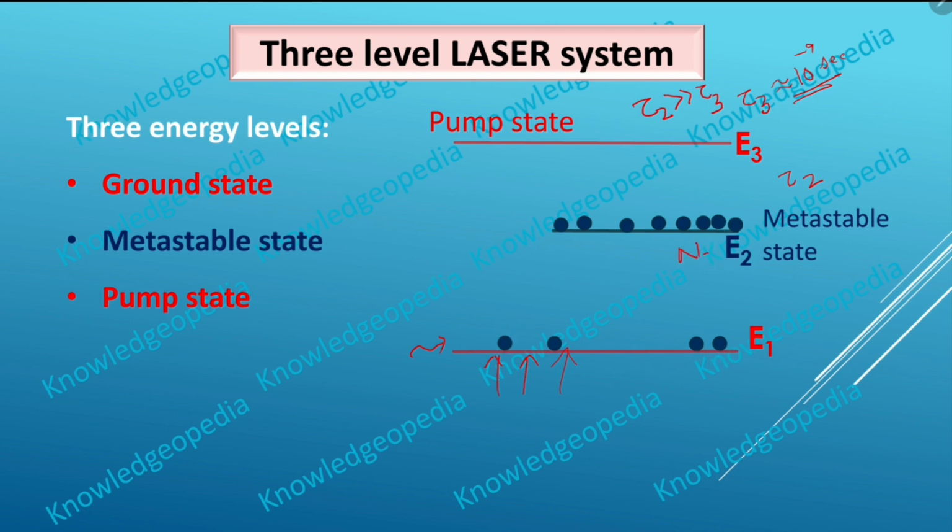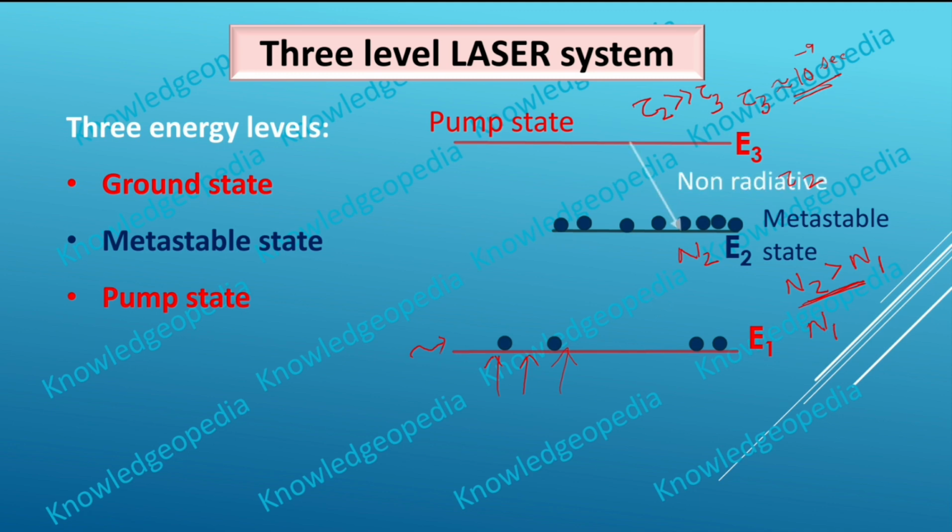Let the atoms at energy state E2 be N2 and the atoms at energy state E1 be N1. When quite a good number of atoms are accumulated here, we will get N2 greater than N1. If N2 is greater than N1, that means the number of atoms at a higher energy state is more than the number of atoms at a lower energy state. And this is nothing but population inversion. So we are getting population inversion, right?